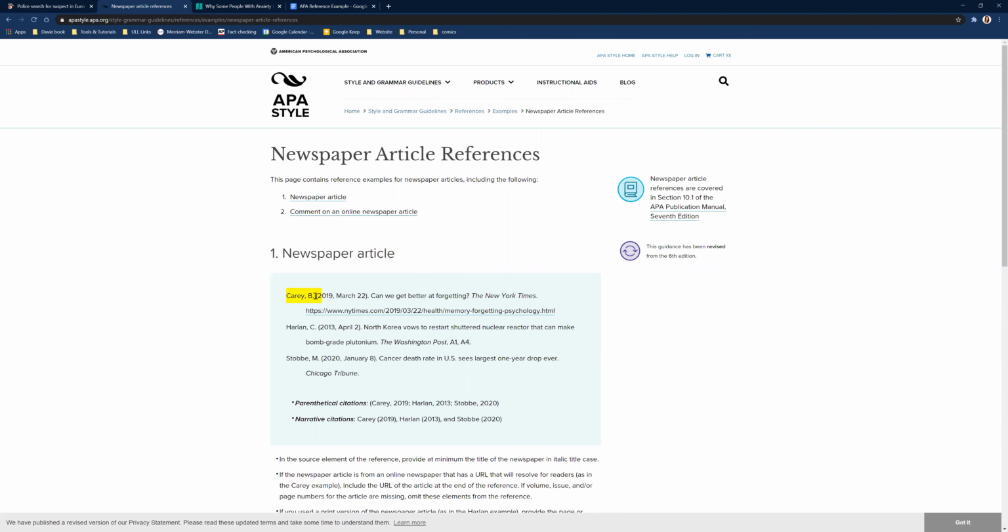Now, if you look at the newspaper article version, this is a bit different. You still have the author, you still have the date published, then the title is not italicized. The name of the paper is italicized.